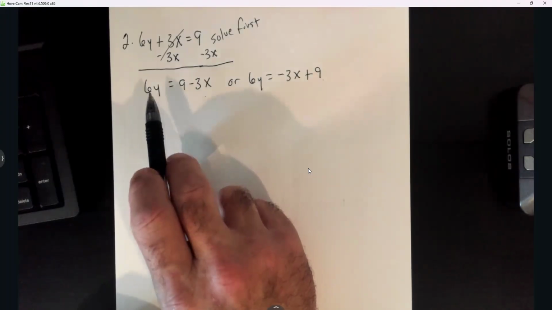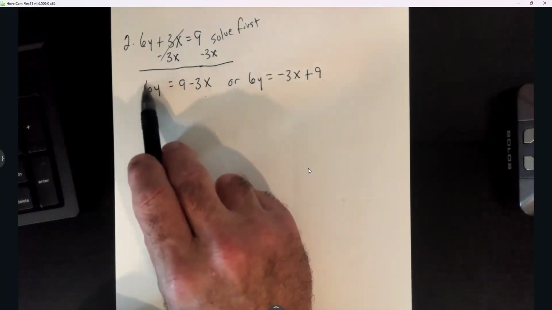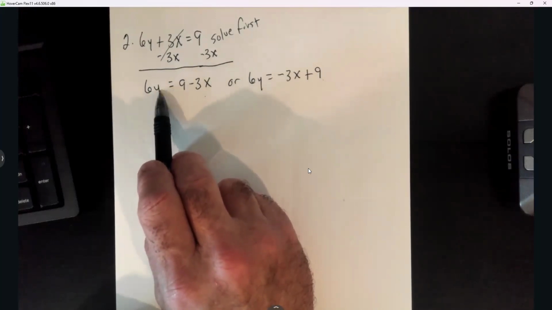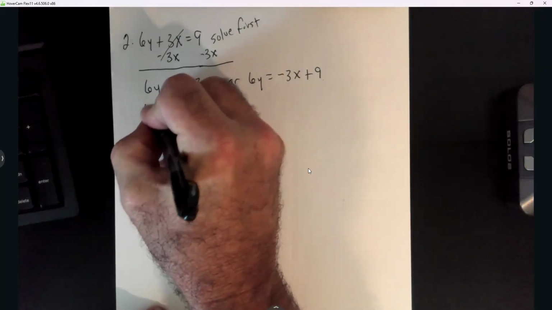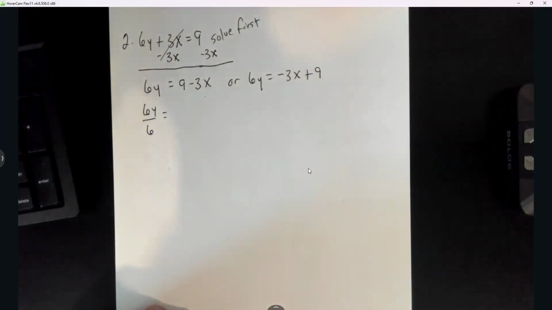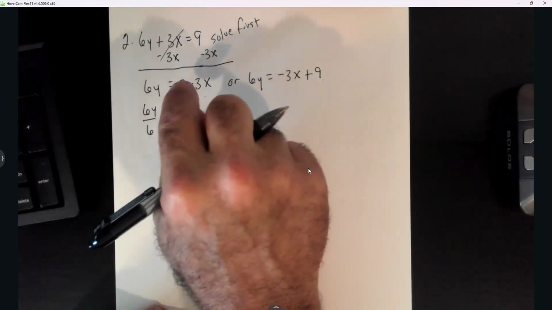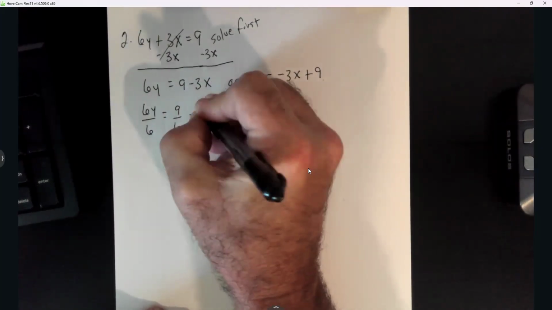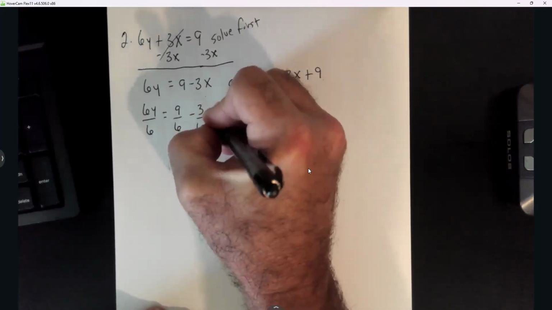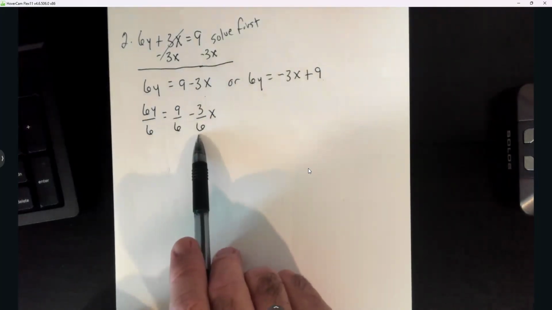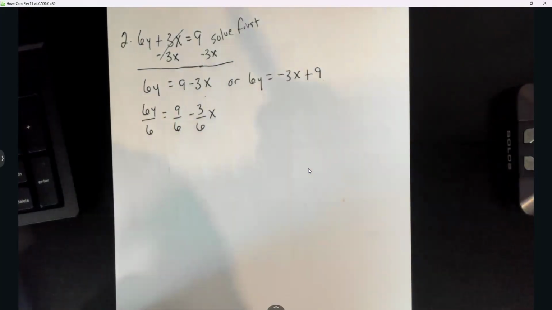I need to make this a 1y and it's a 6y. So since I got 6 being multiplied by the y, I need to make that a 1y by dividing by the 6. Now, multiplication and division are distributive, which means you got to do it to every single part of the equation. So you need to divide the 9 by 6, and then that minus 3 divided by 6. Okay? Every single term has to be divided. So here, 6 divided by 6 makes that a 1y.